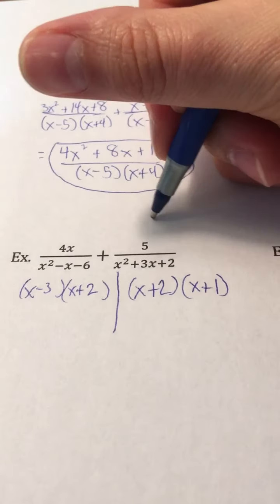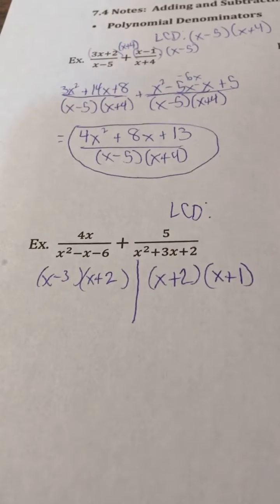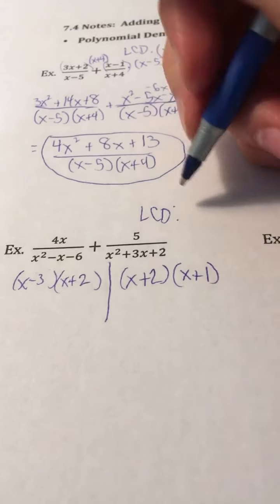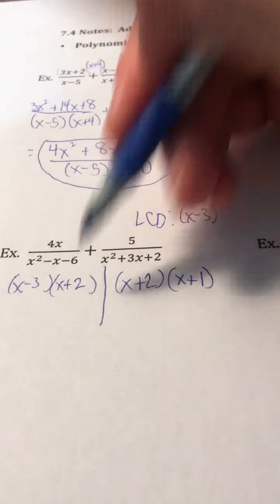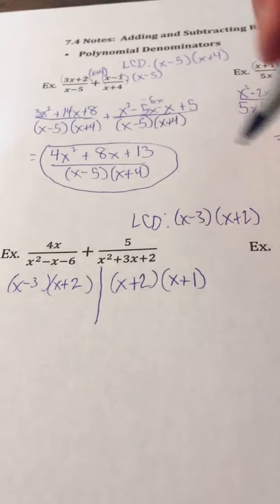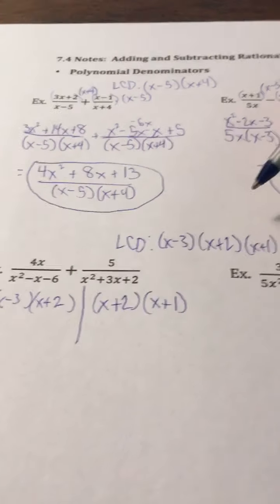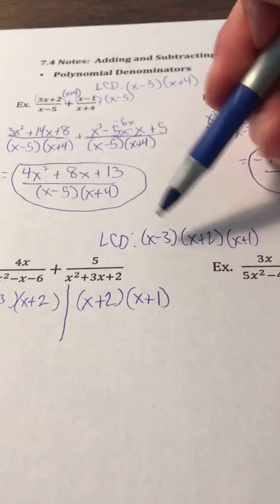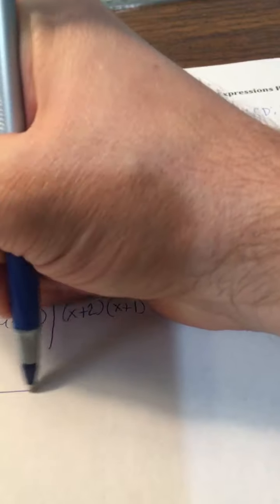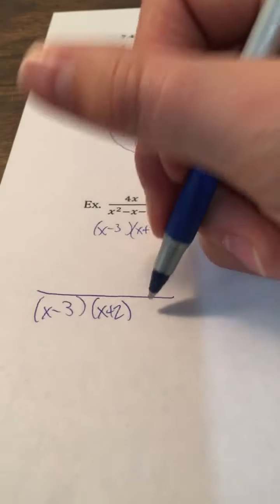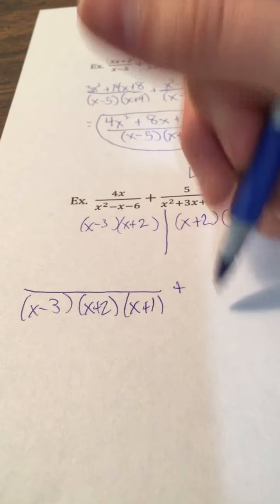Now, for our LCD, I'm just going to write it up here, least common denominator. You need to list any factor that shows up has to be in your LCD. So x minus 3 has to be part of that common denominator. Have x plus 2. X plus 2 is in both of them. I only need to use it once. And then x plus 1. This whole thing will be my common denominator for this problem. All right, and some of you are thinking, wait, that whole long thing? Yes, that whole long thing. So both of these fractions need to have all three things in the denominator. X minus 3, x plus 2, x plus 1 in both fractions.